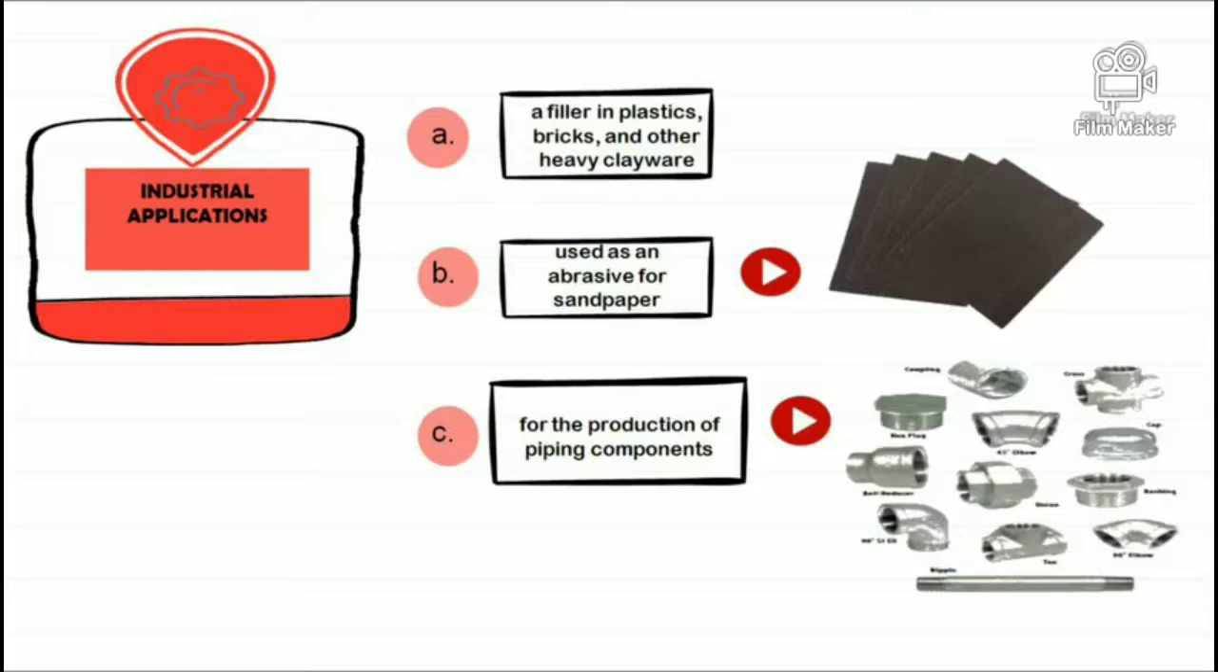For point C, we can see that aluminum oxide is also used for the production of piping components. If we look at the pictures, we are familiar with them. There are elbows, tees, straight pipes, hydrocyclones, reducers, nozzles, and valves.